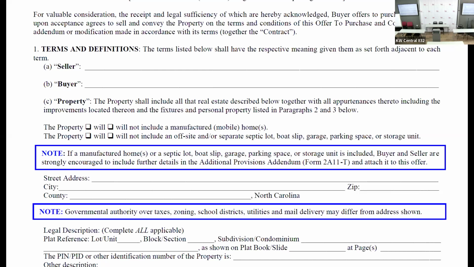And same thing, will or will not include an off-site or separate septic lot. So if it's an off-site septic, most of the time those are two different parcels. And so you would want to make sure that that parcel with the off-site septic conveys with the property as well. Boat slips, we don't have a whole lot of those. Garage, parking space, storage unit. And it even tells you in this blue box right here, if it's a manufactured home or a septic lot, boat slip, and so on, are included, use the additional provisions addendum and attach it to the offer.